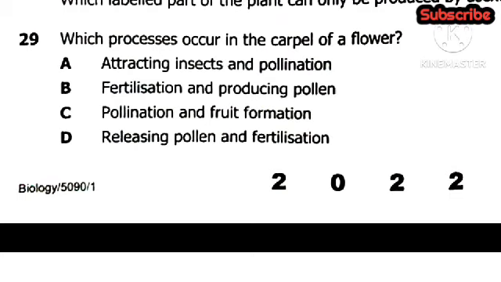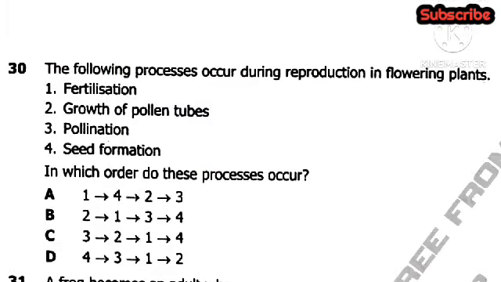Okay, let's go to number 30. The following processes occur during reproduction in flowering plants. Number 1, fertilization. Number 2, growth of pollen tubes. Number 3, pollination. Number 4, seed formation. In which order do these processes occur? Like I said in the previous question, pollination is the first thing, pollen grains have to be released. Then pollen tubes should grow. Then fertilization should take place. After fertilization, seeds will be formed, and the answer is C: 3, 2, 1, 4.